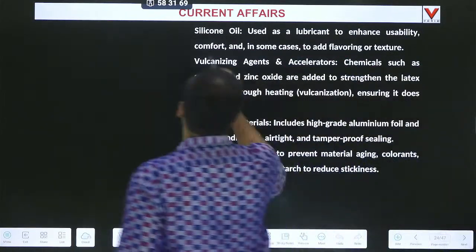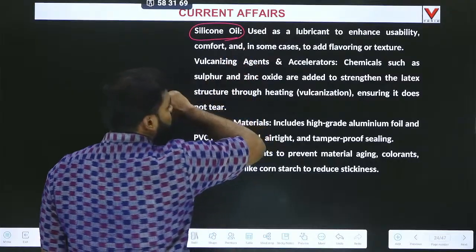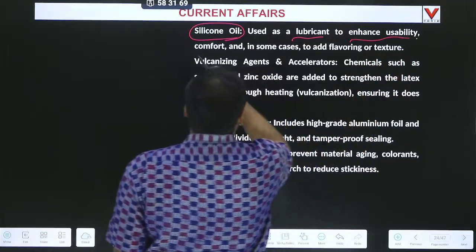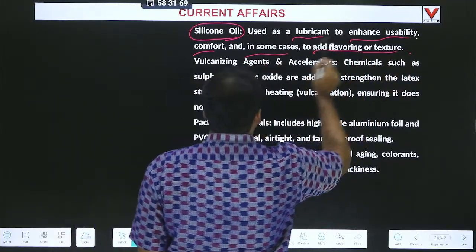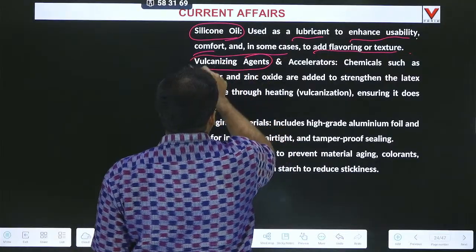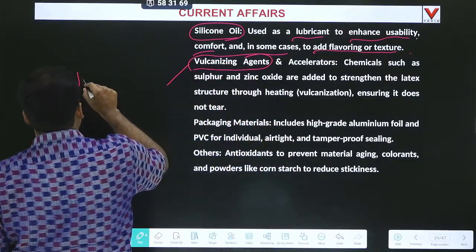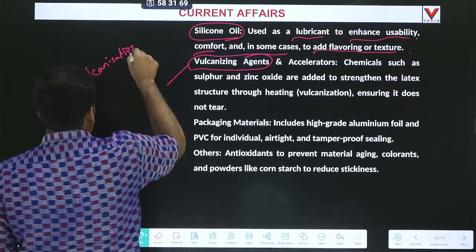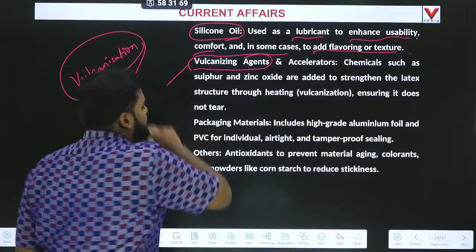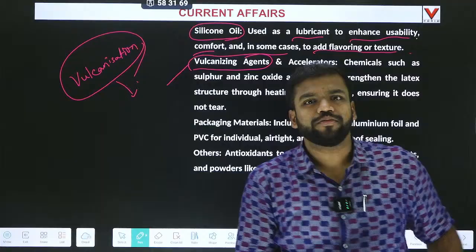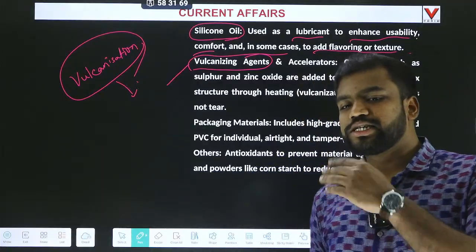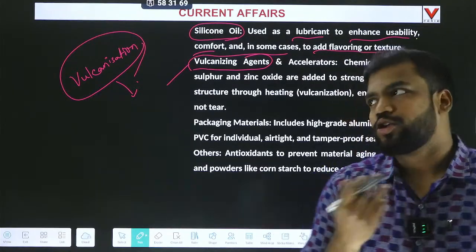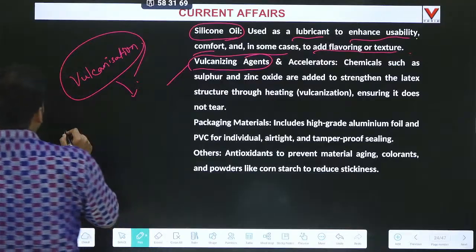See, what is the use of silicone oil? Silicone oil is also used, but the question is about ammonia. It is used as a lubricant to enhance usability and comfort, and in some cases to add flavoring or textures. Vulcanizing agents. What is vulcanization? See, rubber is derived from the rubber tree, right? When rubber is derived from nature, it is in liquid form. We have to convert it into solid form. Rubber, remember, is an amorphous solid.